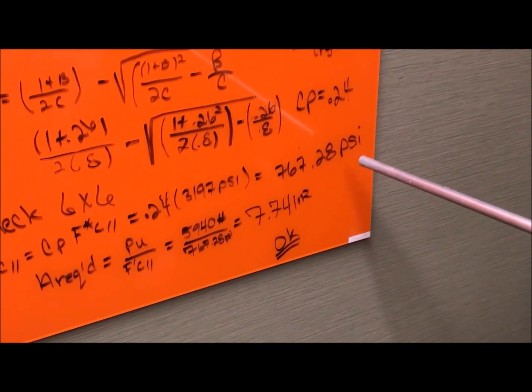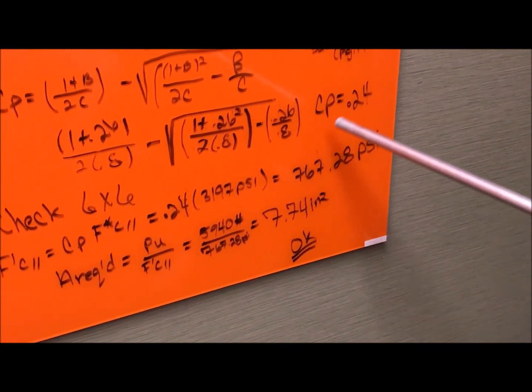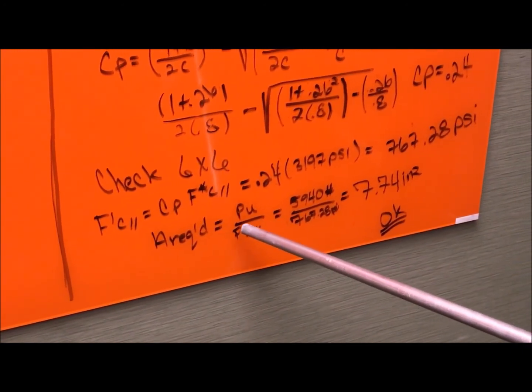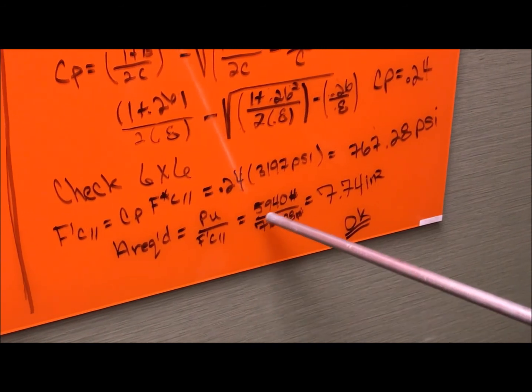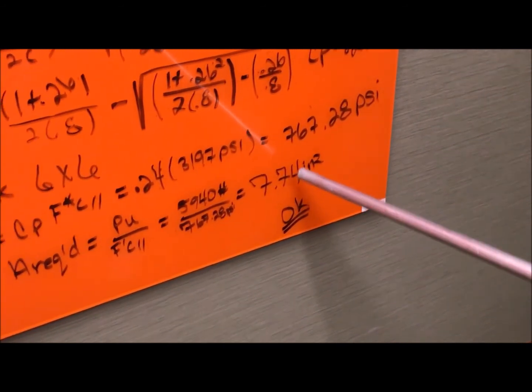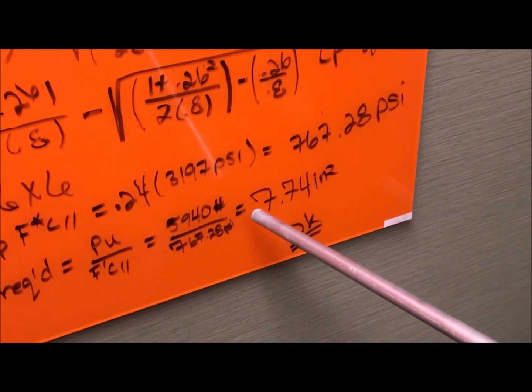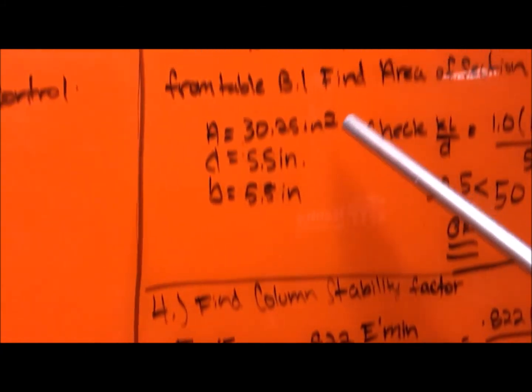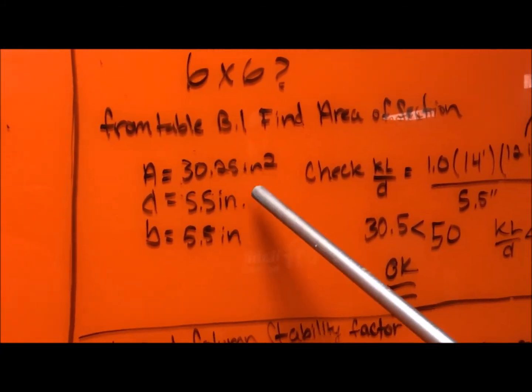767.28 psi. So now that we have that, we're going to solve for the area required. So it's PU over F prime C parallel. That's going to plug and chug, so that's going to give you 7.74 inches squared, and that is the area required, which is okay, since the area allowed for a 6x6 is 30.25 inches squared.